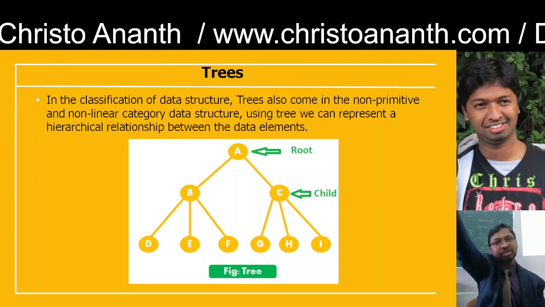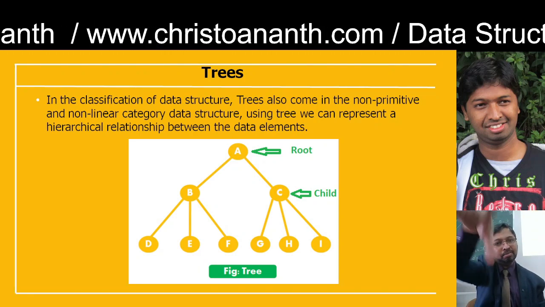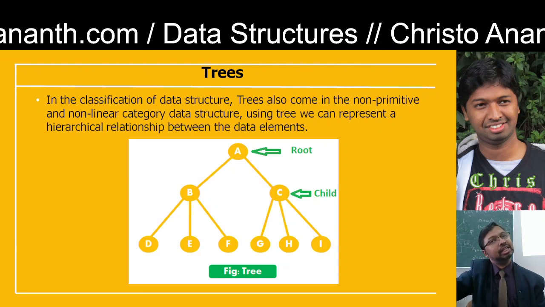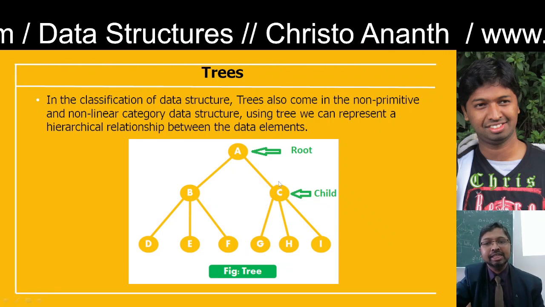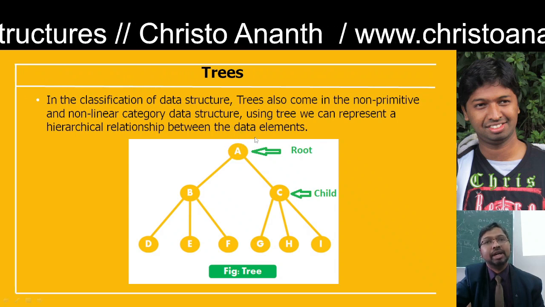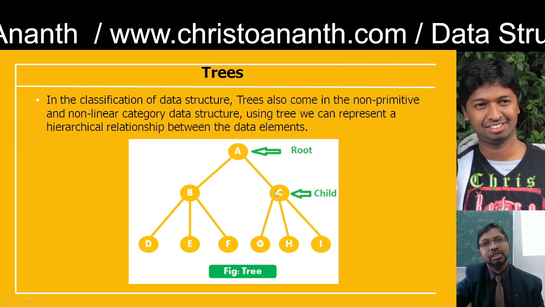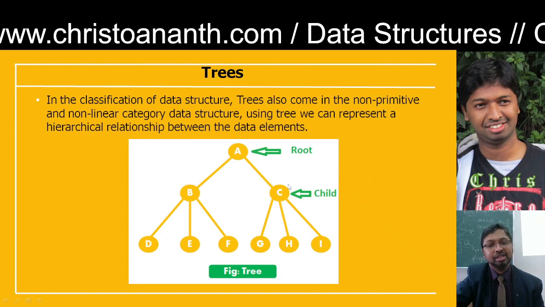Okay. Root A, B, C. B will have D, E, F. C will have G, H, and I. Okay. And C is nothing but the child of this parent. And I is nothing but the child of this root. Okay. So that is how it goes.